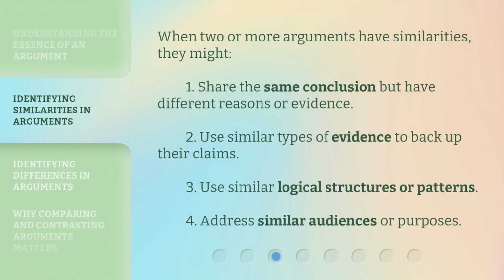When two or more arguments have similarities, they might 1. Share the same conclusion but have different reasons or evidence. 2. Use similar types of evidence to back up their claims. 3. Use similar logical structures or patterns. 4. Address similar audiences or purposes.